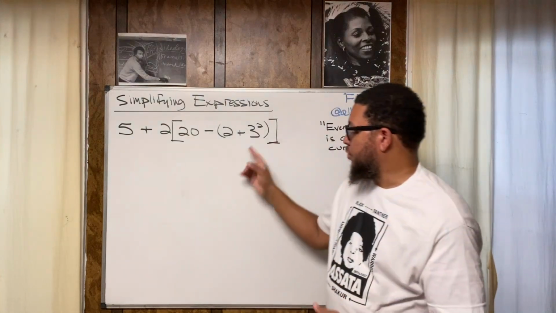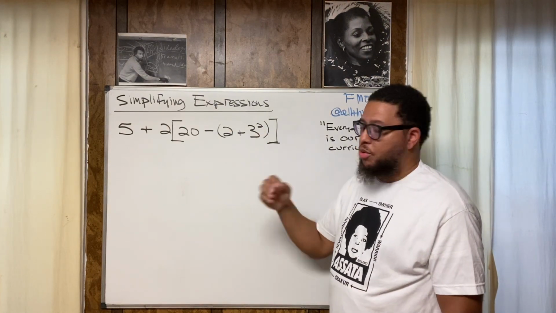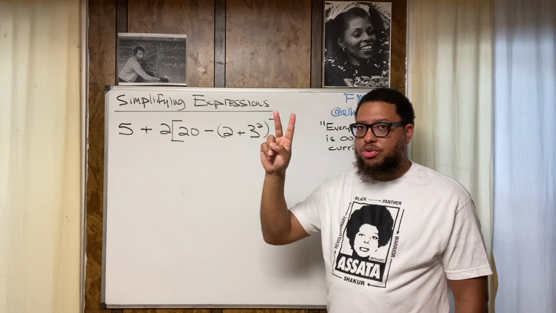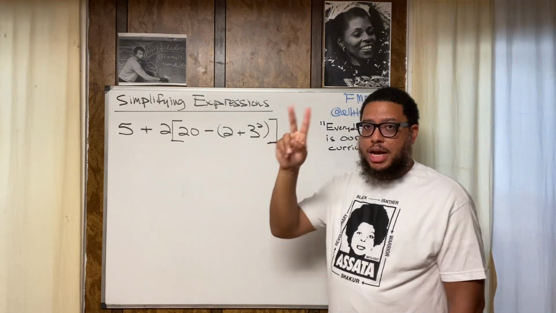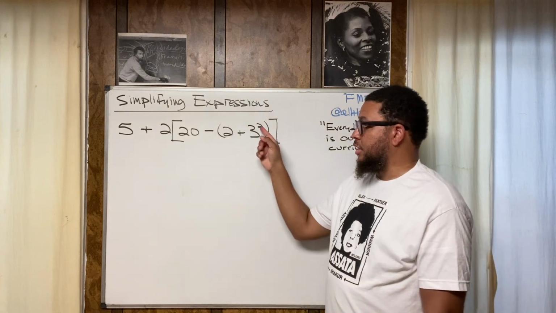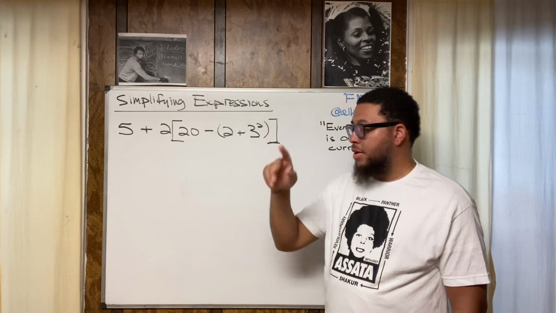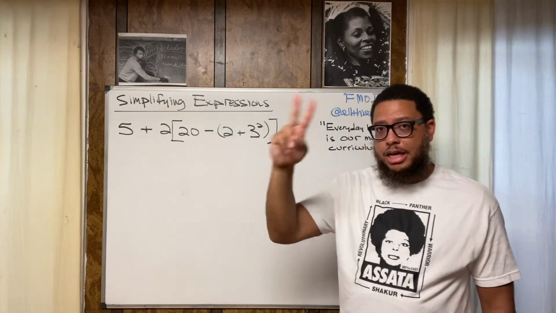So 3 is my base, 2 is my exponent. That means that this is an abbreviation for 3 times 3, because that's 2 3s. The exponent is a 2, I should have 2 3s. If this exponent was a 3, I would have 3 3s: 3 times 3 times 3. The exponent is a 2, that means I should have 2 3s.